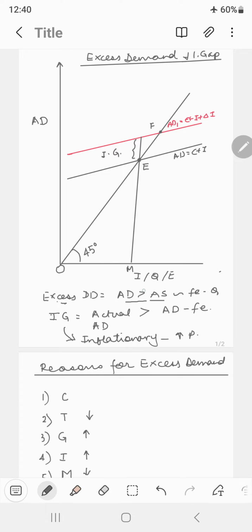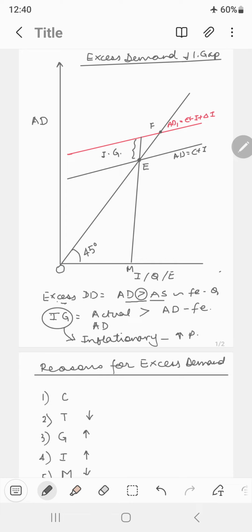Again, I am repeating, excess demand is nothing but aggregate demand greater than aggregate supply for maintenance of full employment level equilibrium output, and it's because of this excess demand that inflationary gap is created in the economy.